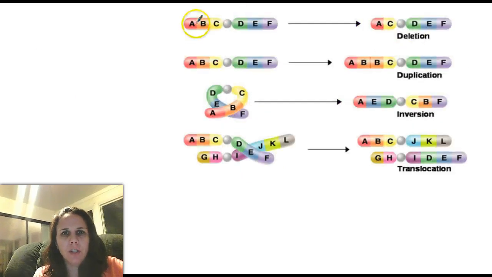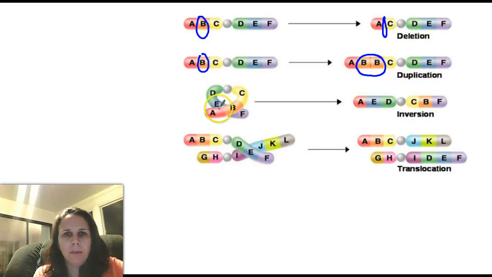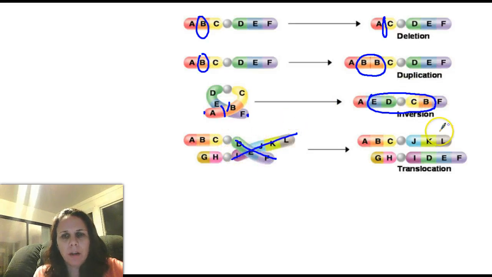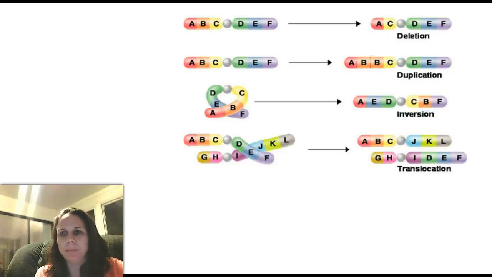So we have a deletion. You can see that the gene for B is now missing. With duplication, the gene for B is doubled inside. We have an inversion, where A and F stay in their right place, but it gets broken, and B through E gets flip-flopped around the center. And then we have the two legs right here that break off and trade places, and so you can see where the two legs have been messed up.